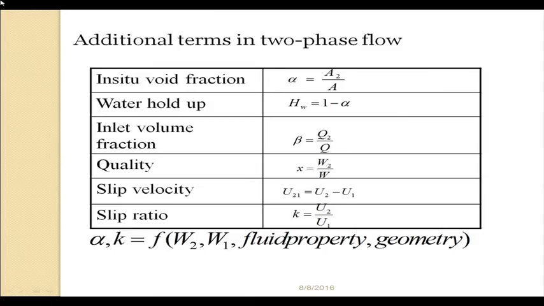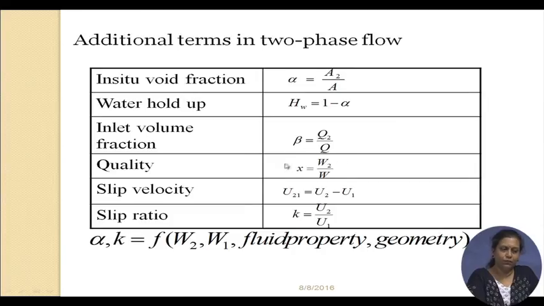So, just as I have mentioned, the additional terms are definitely in situ void fraction, the inlet volume fraction, and the other important thing which I forgot to tell you is the quality, which is the weight fraction of phase 2 in the flowing mixture. This x varies in a heated tube and it is a constant for an adiabatic condition, right.